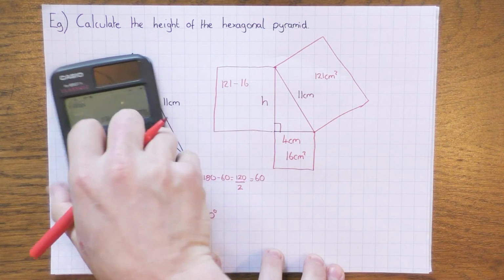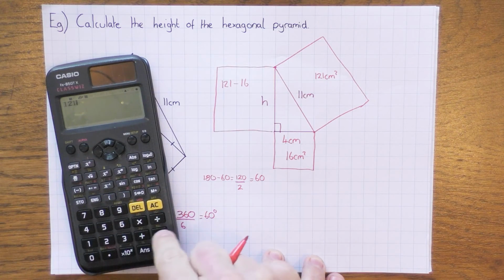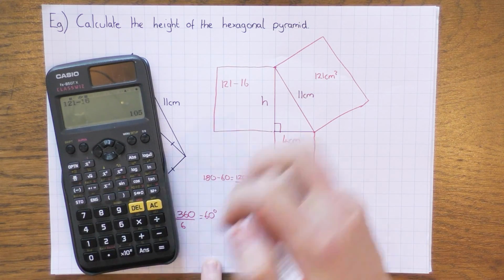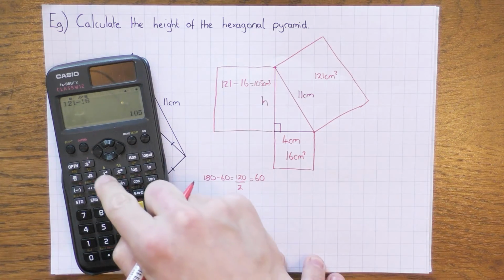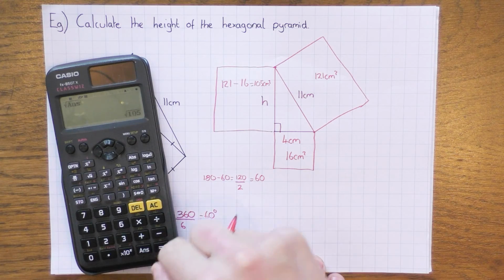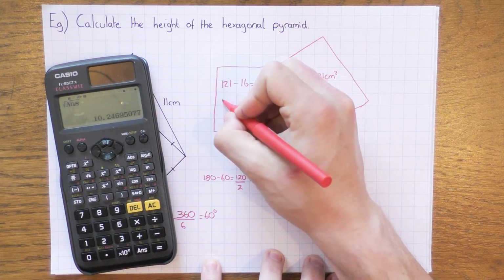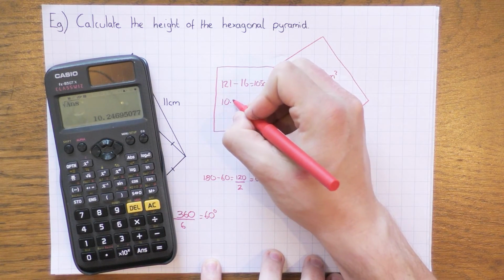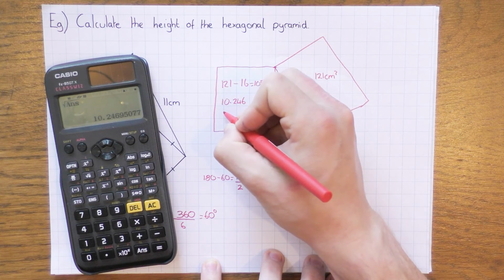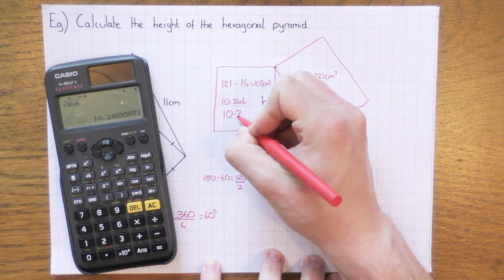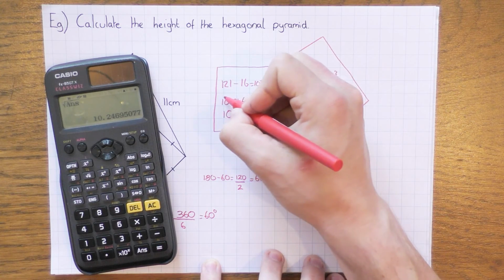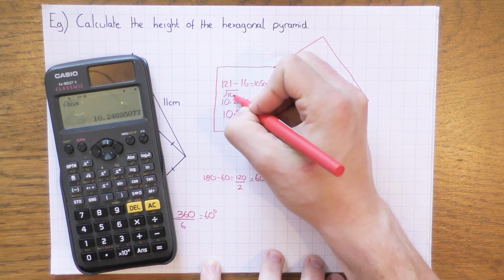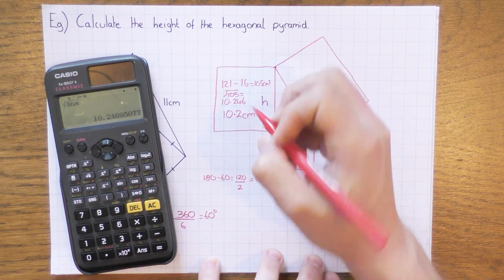Let's just get the calculator ready. So 121 minus 16 is 105 centimetres squared. And of course, I need to square root that to get back to the length, which is 10.246. So the one decimal place is just 10.2 centimetres. So we should also say the square root of 105 there. Been a bit naughty and skipping steps.